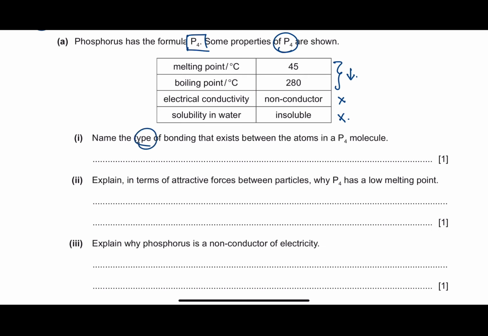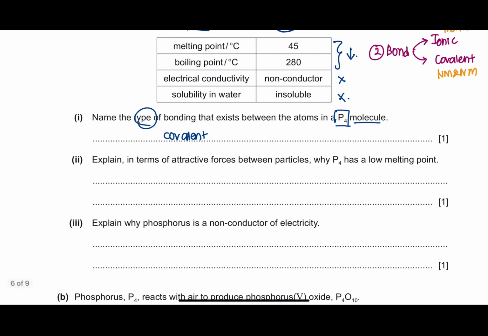Name the type of bonding that exists between the atoms of P4 molecule. Now since this is a molecule, the type of bond that exists would be covalent. There are only 2 types of bonds that exist. One is ionic and the other is covalent. So ionic is between metal and non-metal, and covalent are between non-metal and non-metal element, or just within the molecule of a non-metal element.